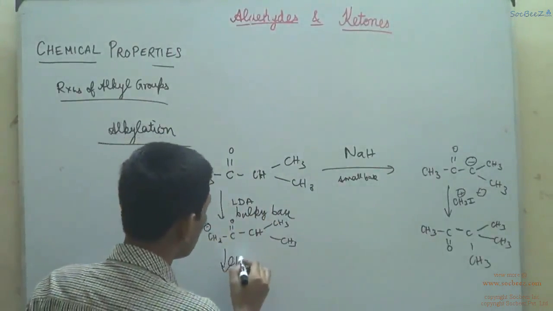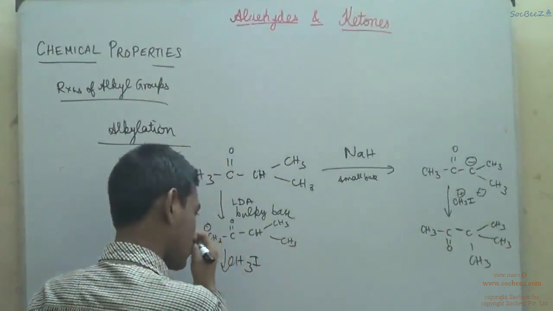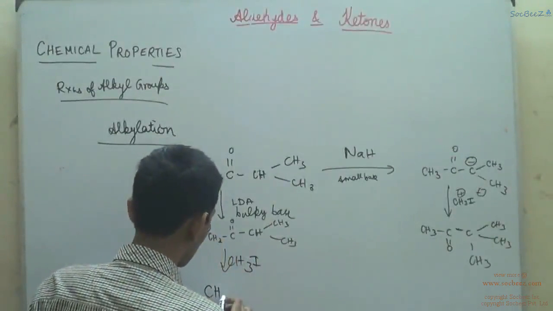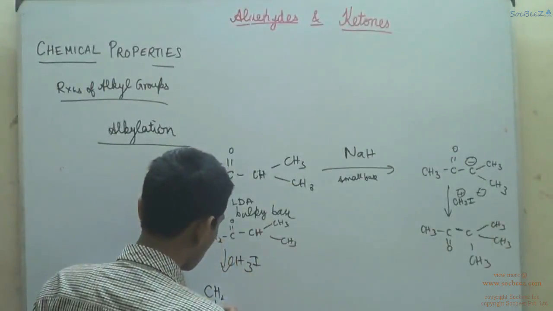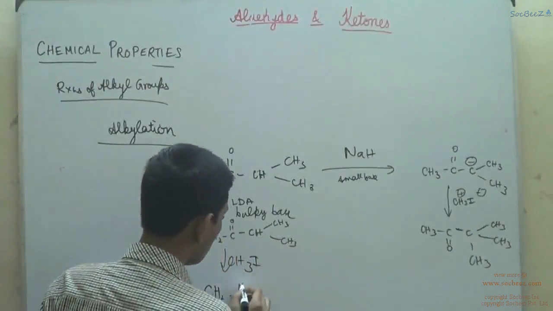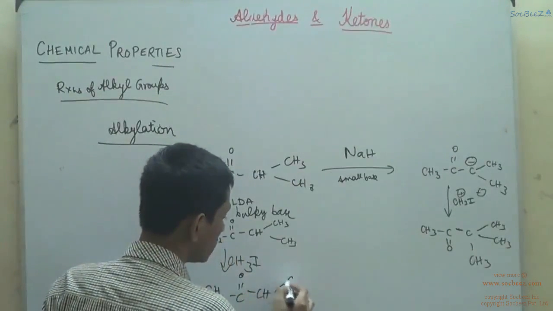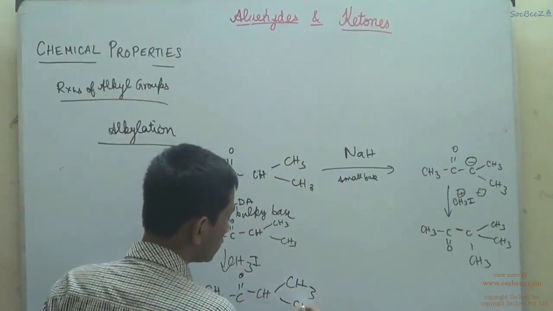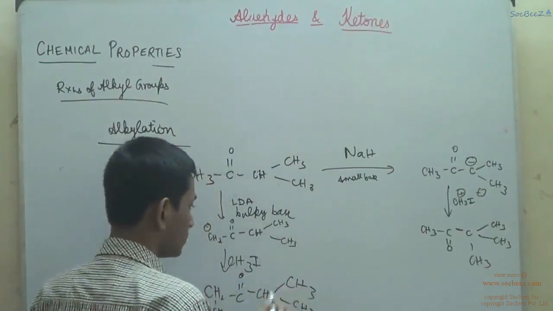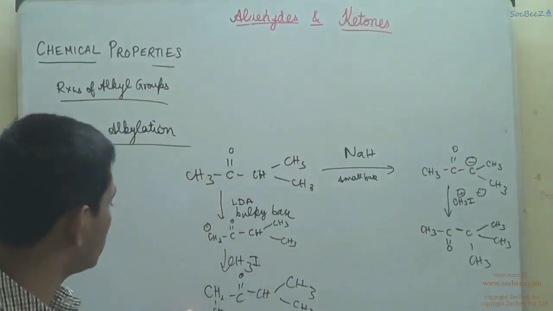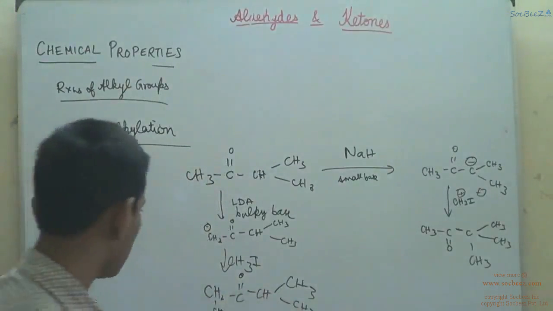Then if you treat it with any methylating agent, let me see, CH3I. So what will you get? You will get CH2, CH3, C double bond O, CH, CH3, CH3. That's it. So here you see this is an SN2 reaction taken.